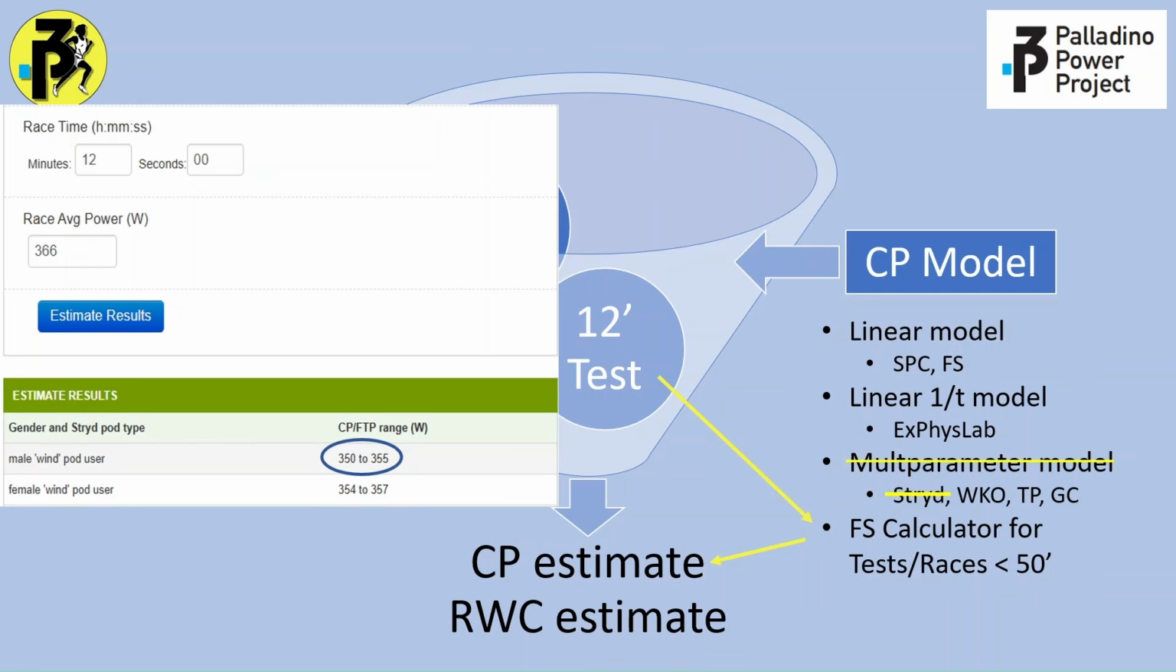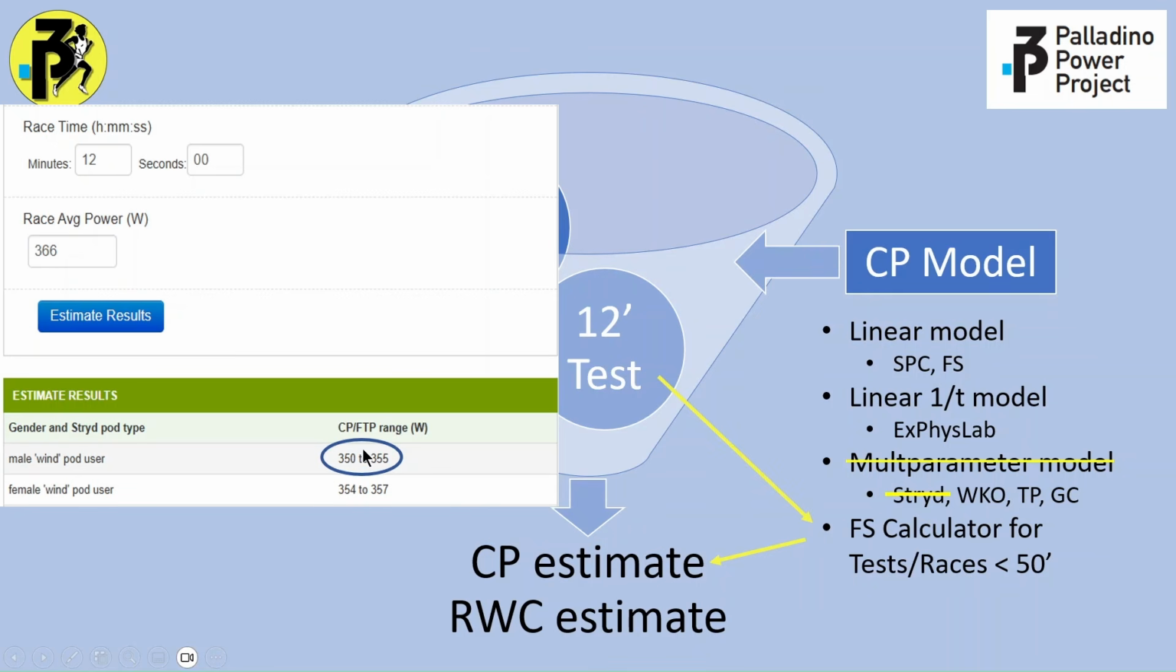The other thing you can do, just as an aside, you can take that 12-minute test, just that data alone, input it into the final surge calculator for tests and races less than 50 minutes, and it'll give you that ballpark. Now, this athlete was 351, and the estimated range is 350 to 355 from this 12-minute test. Higher reserve work capacity individuals tend to gravitate towards this end, lower towards this end.